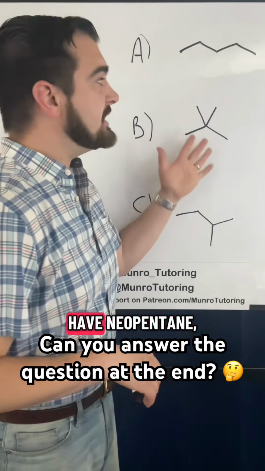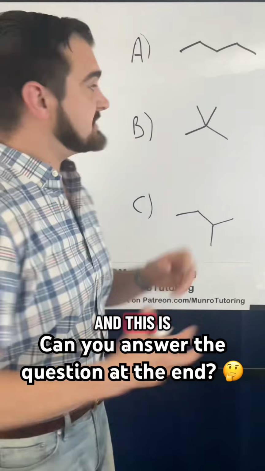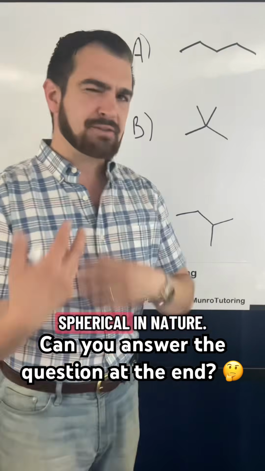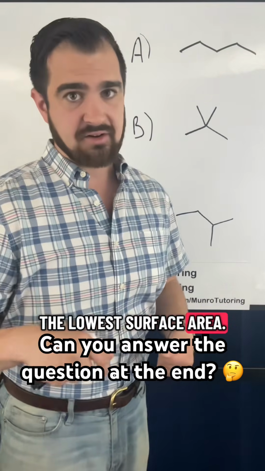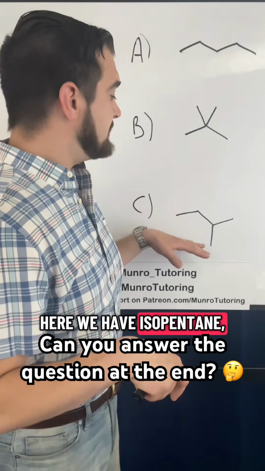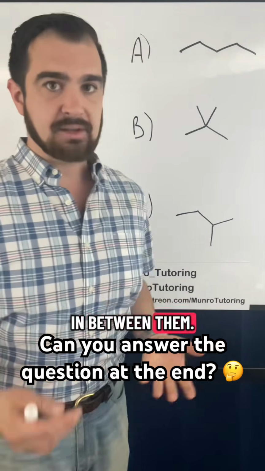Over here for B, we have neopentane, and this is the most compact. It's kind of spherical in nature. And so this is going to have the lowest surface area. And then over here we have isopentane, which is somewhere in between them, right?